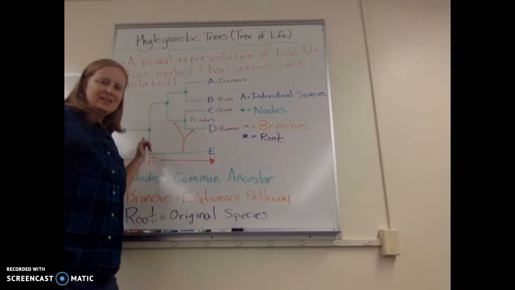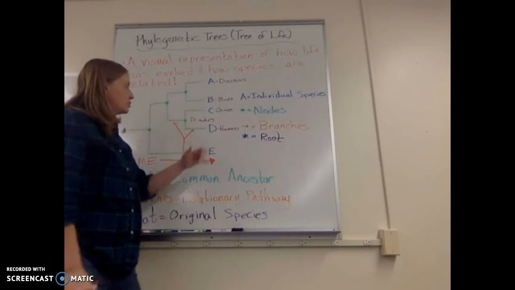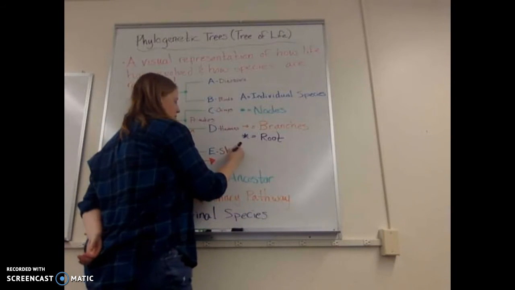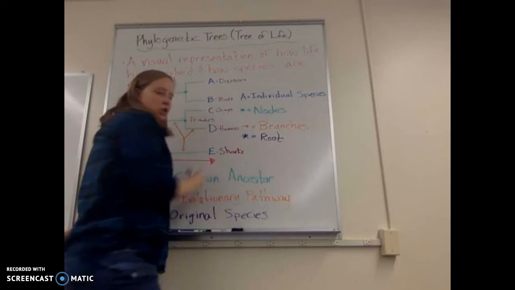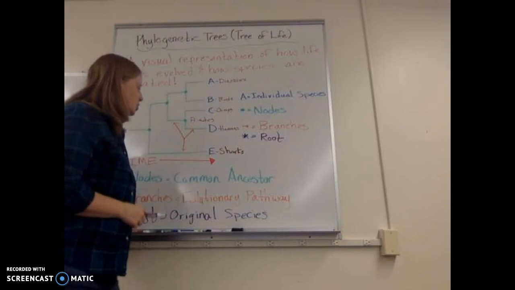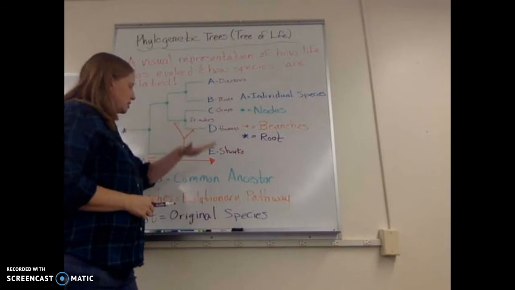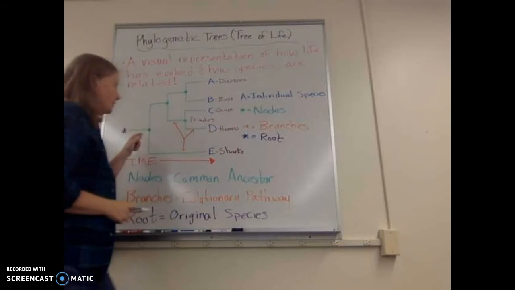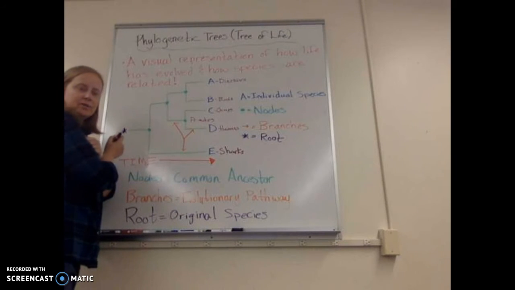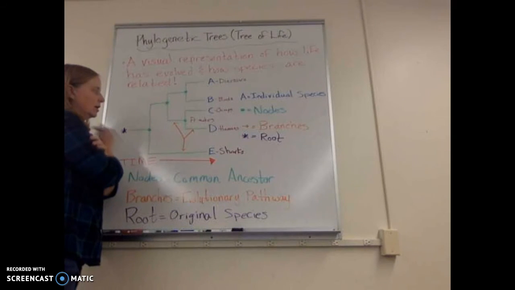And then E doesn't share much with any of these. E is maybe like sharks. Sharks are ancient. They've been around for about 450 million years. So they branched away from these things a long, long time ago. And their common ancestor with other animals is way further back on the phylogenetic tree.